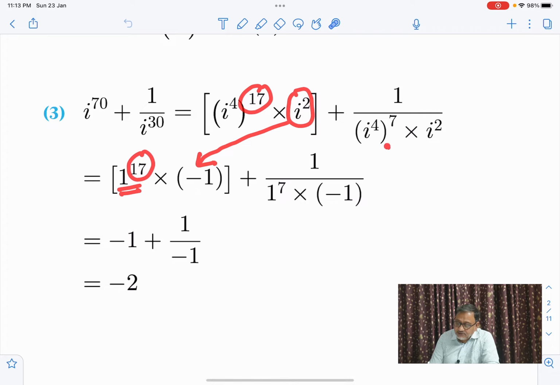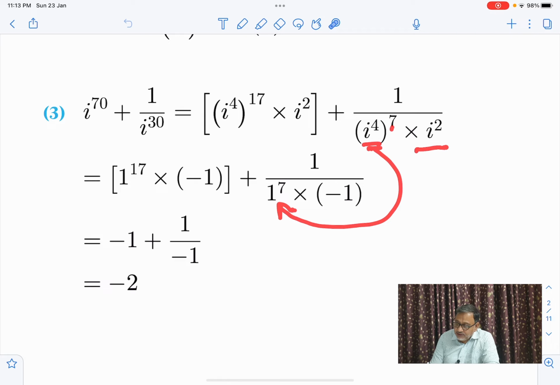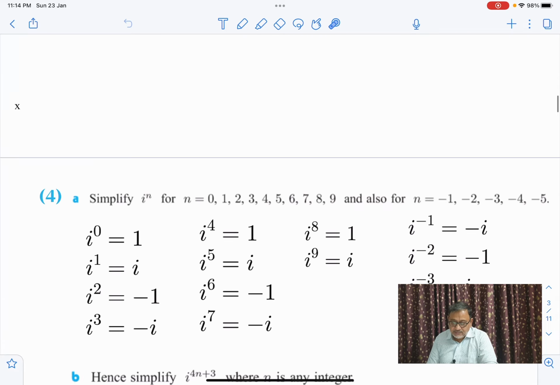Okay. Then in the second part, i^30 I will write as i^4 to the power 7, which will be 28, and the remaining 2 powers I am writing separately. Now i to the power 4 is 1, so 1 to the power 7 I am writing here. And i squared is negative 1, I am writing here. So 1 into negative 1 is negative 1. 1 over 1 into negative 1 is negative 1. So negative 1 plus negative 1 is negative 2. So I hope you understood this.